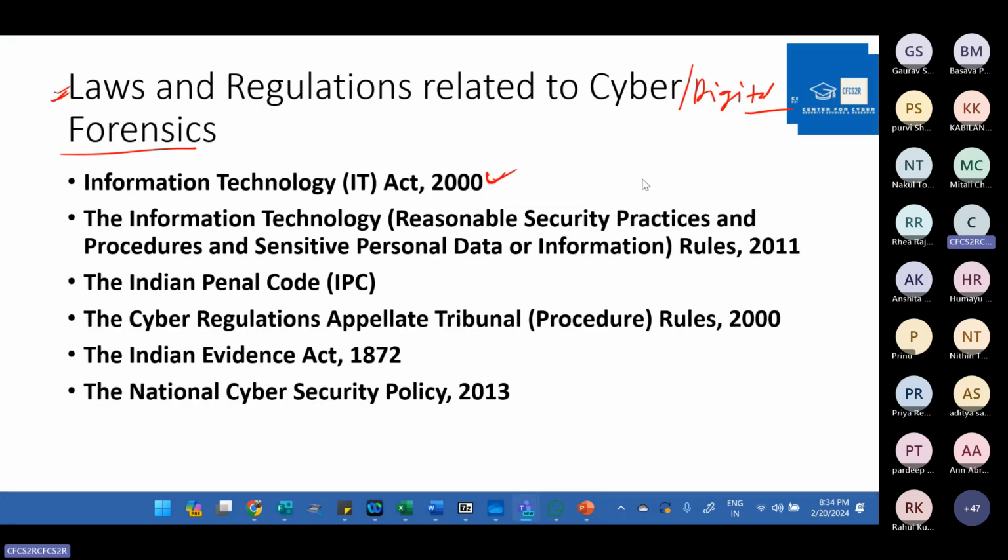No issues. Why am I asking? Because most of the time this IT Act can be your Bible for legal compliance. Unless you know what the Indian legal system is saying, you cannot actually pursue cyber forensics on a system.